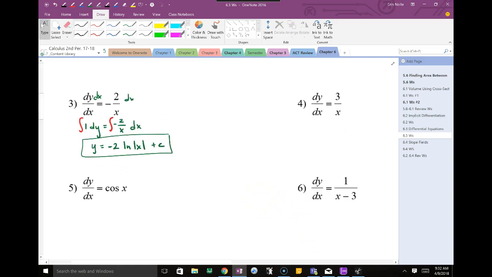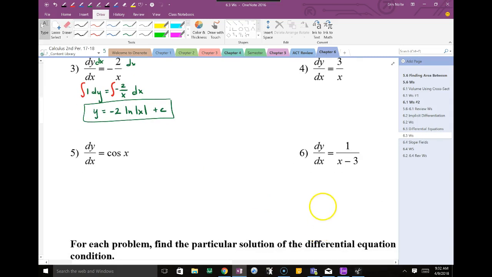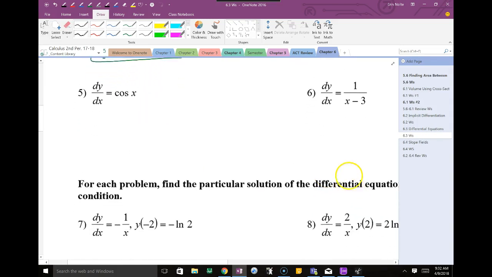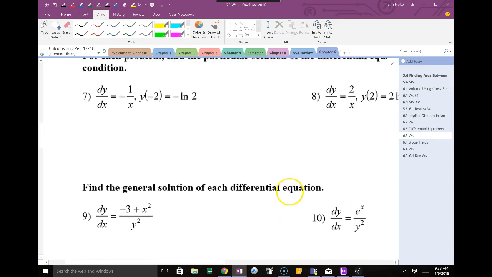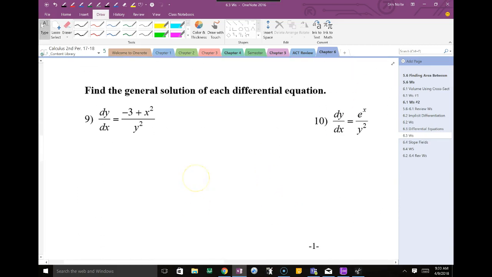So number 4 is almost exactly the same. Number 6 is going to be that same rule that I showed you before. It's easy though. Number 9? Okay, yeah, good idea. Number 9.